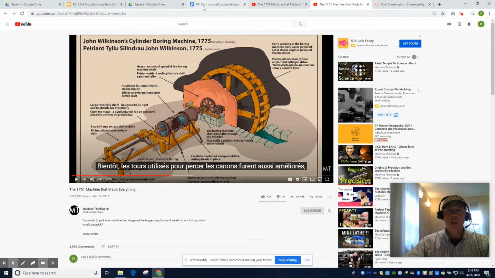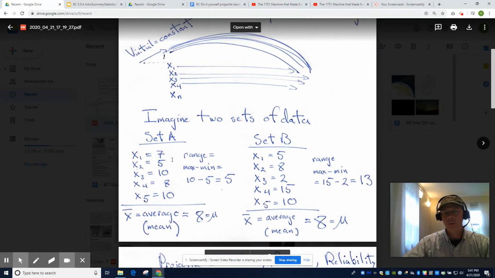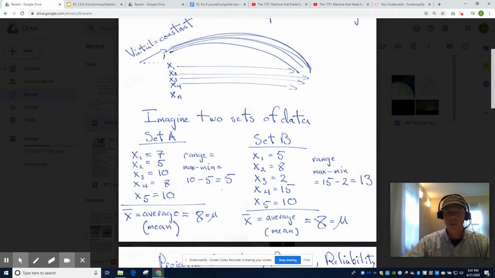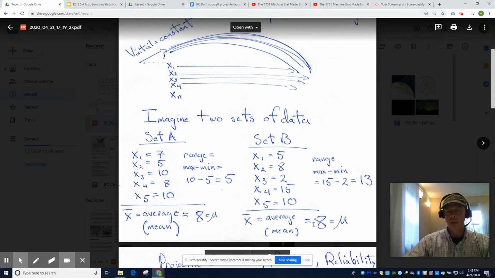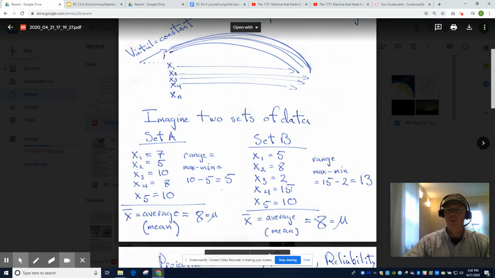So let's compare two sets. Set A, let's say the projectile went 7 meters, 5, 10, 8, and 10 meters. So the average of that is 8. You can say X bar or you can say mu to mean the middle of the set, the mean, the average. Set B also has an average of 8. The projectile goes 5 meters, 8 meters, 2 meters, 15, and then 10 meters. But obviously the two sets are different.